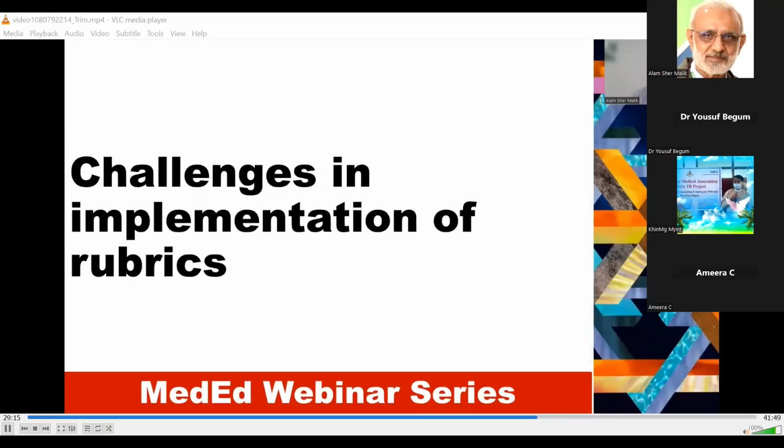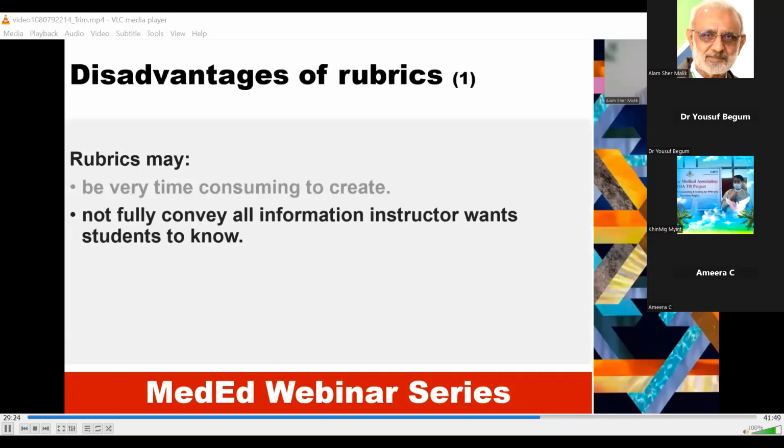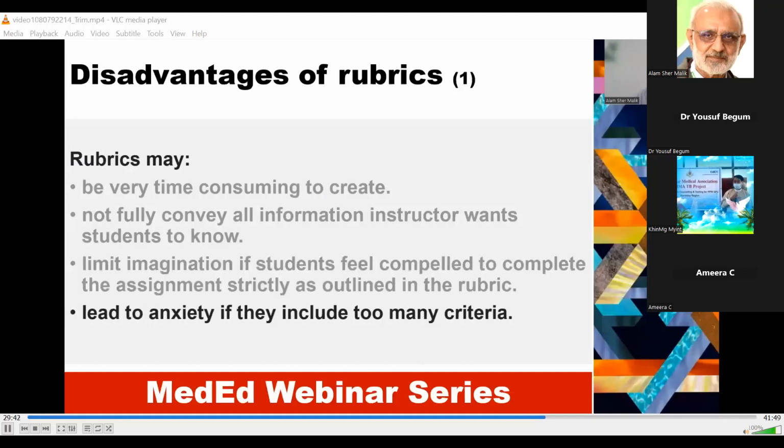There are some challenges in implementation of rubrics. Rubrics may be very time-consuming to create. Rubrics may not fully convey all the information the instructor wants students to know. Rubrics may limit imagination if students feel compelled to complete the assignment strictly as outlined in the rubric. Rubrics may lead to anxiety if they include too many criteria.